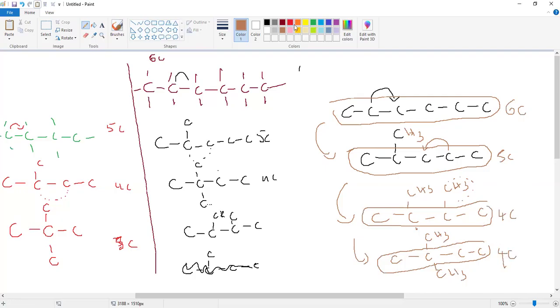Now you see the last one. In the last one, both have the same chain, but you can see the methyl groups are in different locations. So that's the next one we are learning, position isomers, where we change the position of the substituent groups. Okay. Now is it clear?